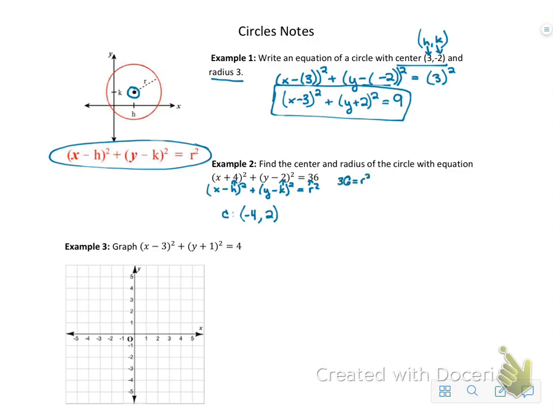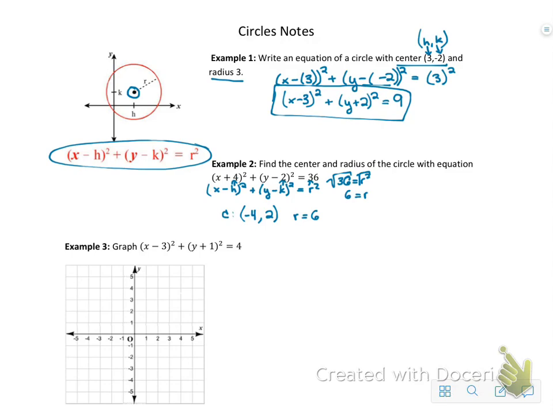So how do you get rid of a square? Well, you square root it. And the square root of 36 is 6. So r is 6. Now, normally I tell you when you take the square root, you have to do the positive and the negative. But because our radius is never going to be a negative number, you don't have to worry about that negative here.